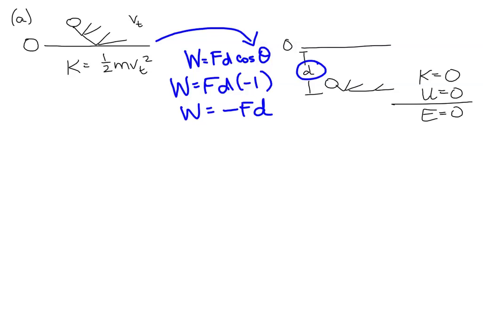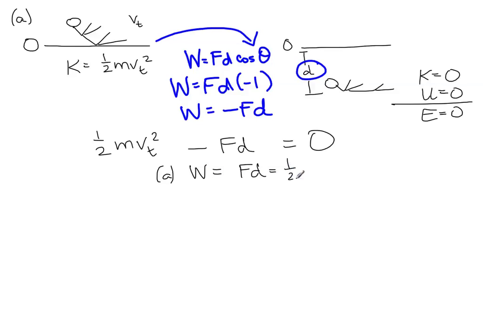And if I put this all together into an equation, I see that 1/2 mv squared minus FD has to be equal to the ending thing, which is 0. So that tells us that this equals that, and from that we can actually calculate both things. Part A asks us to calculate the work, which is equal to the FD, which is equal to 1/2 m v sub t squared. And this is probably the easiest way to calculate that work.